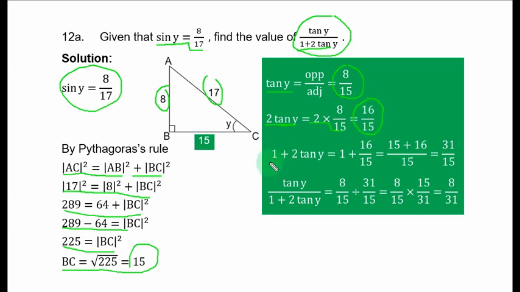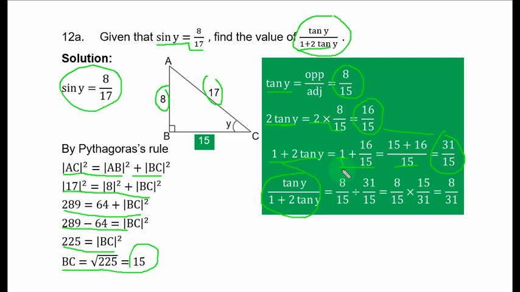Let's get 1 plus 2 tan y. That is what you have here. If you simplify, you write 1 as 1 over 1. You find the LCM for 15. The LCM of 1 and 15 is 15. So you have this result. When you add, you have 31 over 15. You can now look for the whole term.